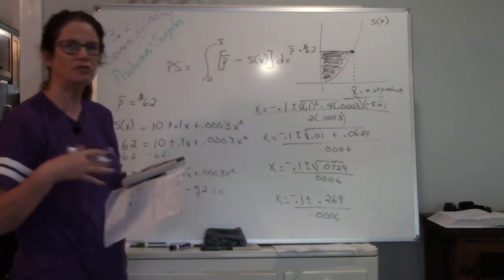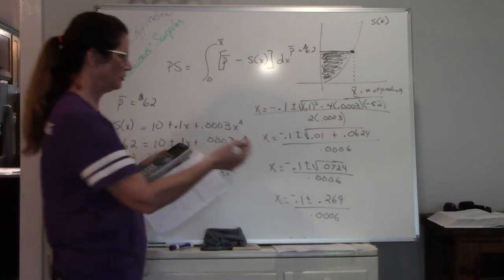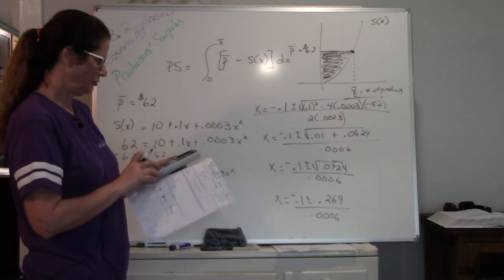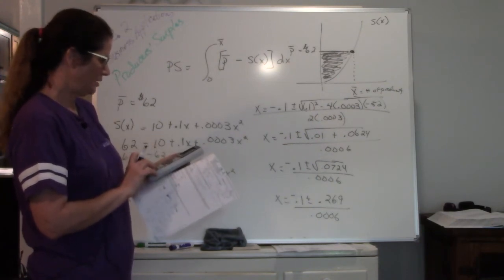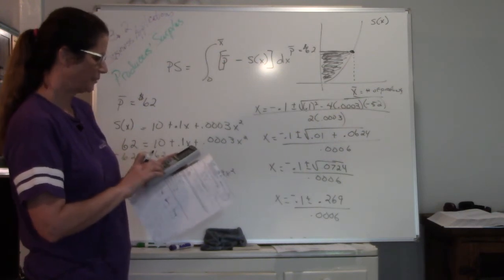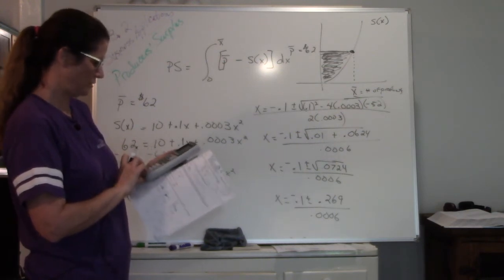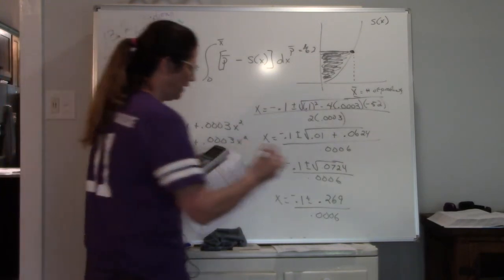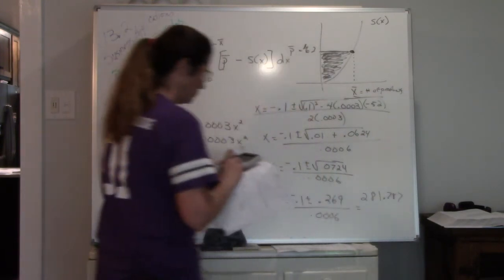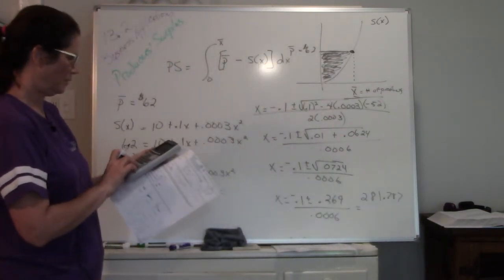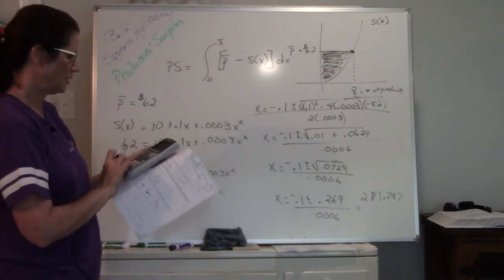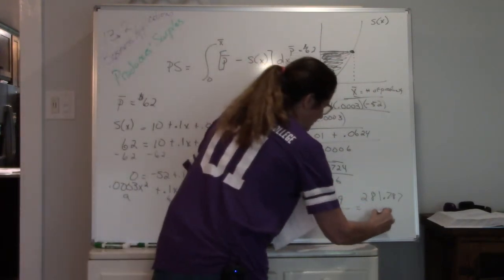Again, you don't want to round too soon, but because there's a 0 after my 9, I'm pretty safe with rounding that value. If you don't want to round it, you do not have to. So I'm going to add negative 0.1 to that, dividing by 0.0006, and I get 281.787. That's one answer. And then negative 0.1 minus 0.269 divided by 0.0006, and I get a negative 615.